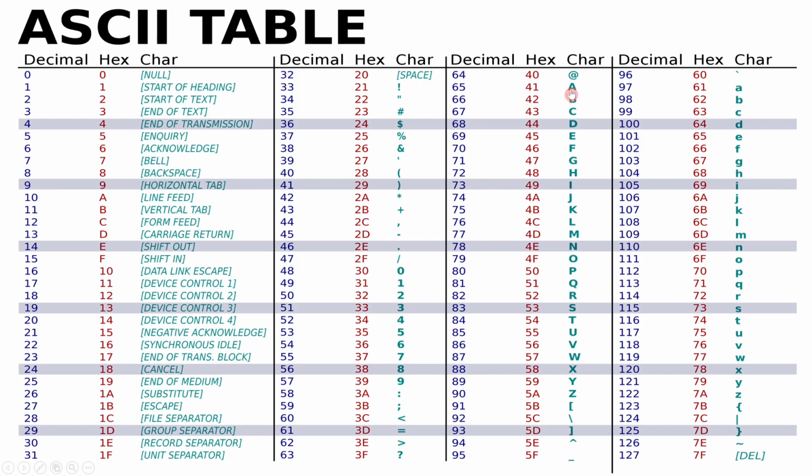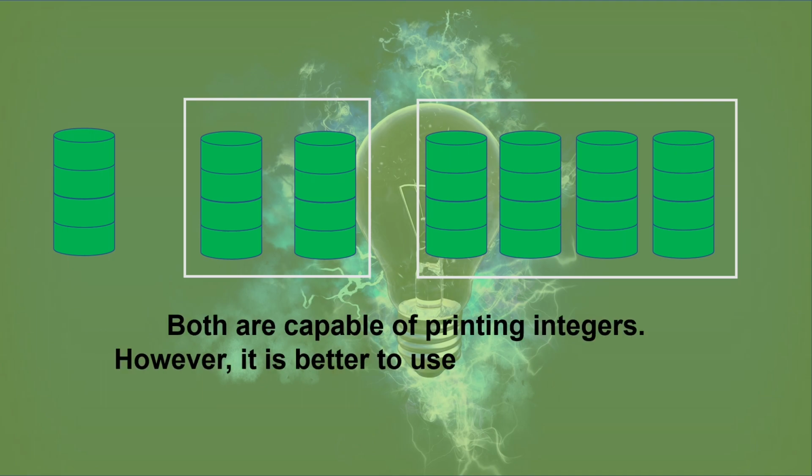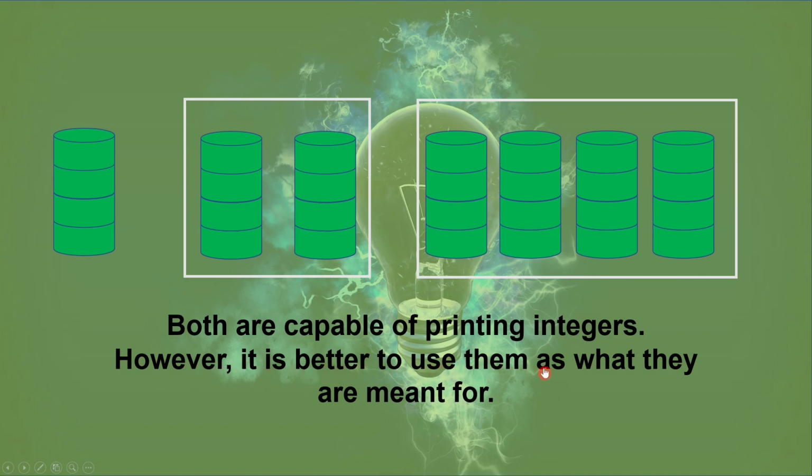Let us now understand why this happened. After all, everything is only in bits. Therefore, whether you write the character A or the value 65, both are one and the same thing, because they have the same binary representation. The only difference between a character and an integer is that a character can hold 1 byte of information, whereas an integer can hold either 2 or 4 bytes of information. Both are capable of storing integer values. Both are capable of printing integers. However, it is better to use them for what they are meant for.